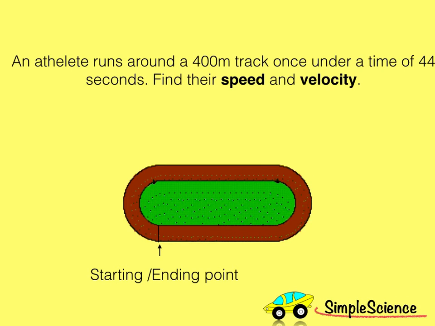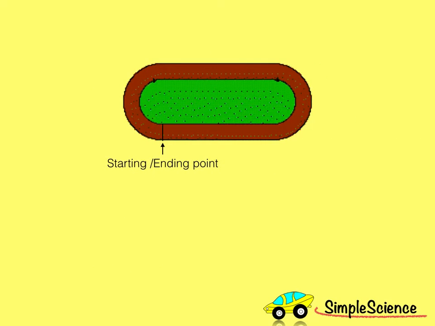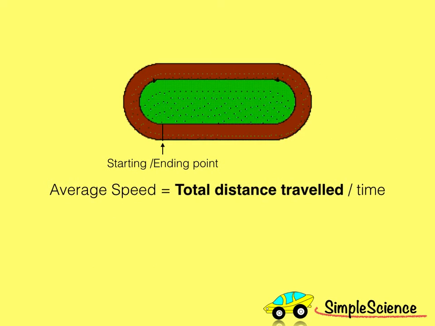And here's another example. An athlete runs around a 400-meter track once, as in he travels around the track once, in a time of 44 seconds. Find his speed and velocity. To find his average speed, we are going to use the formula average speed equals total distance traveled divided by total time. This is simply 400 meters divided by 44 seconds, and it gives you 9.09 meters per second.